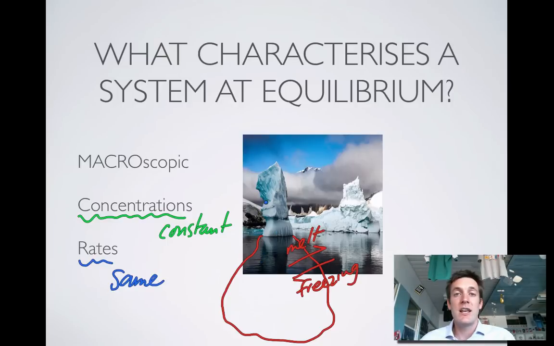Systems are often called dynamic equilibria because they're still moving. The reason for these concentrations remaining constant is not that these two processes have stopped. It's just that they're happening at the same rate. So a characteristic of a system at equilibrium is that the concentrations of everything remain constant because the rates of the forward and backward reactions are the same.